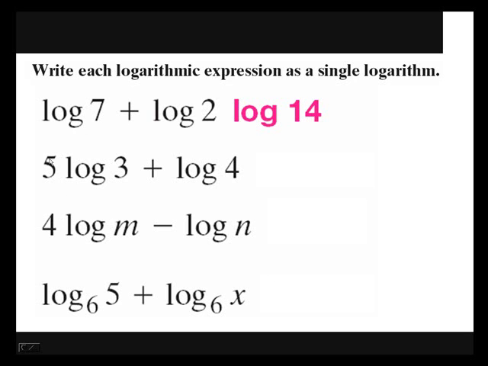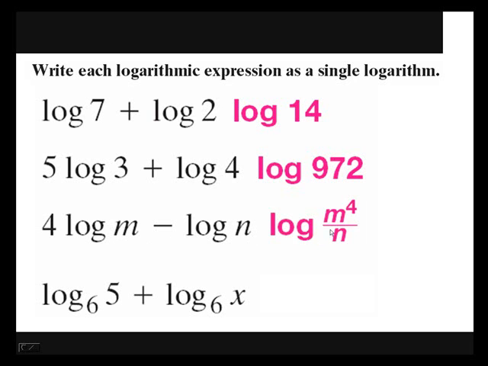How about this one? Oh, we'd have 3 to the 5th times 4, which comes out to 972. This one, m to the 4th divided by n. Log base 10 of n to the 4th divided by n. And this one's just log base 6 of 5x.